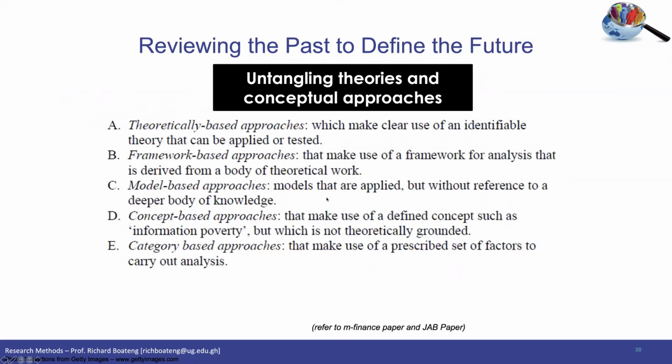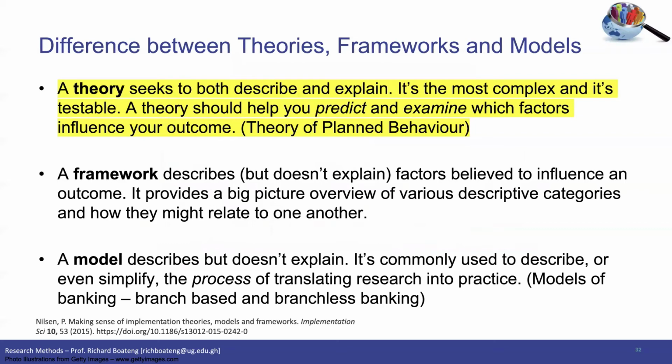Okay. So sometimes a work may use a clearly identified theory, or may develop a framework based on a theory, or a model based on a theory, or a model that does not even apply a theory, just based on literature. So let's see the difference between the two. Now, the difference between a theory, framework, and model. Theories seek to both describe and explain. It is the most complex form of theorization, and it is testable. The theory should help you to predict and examine factors which influence your outcome.